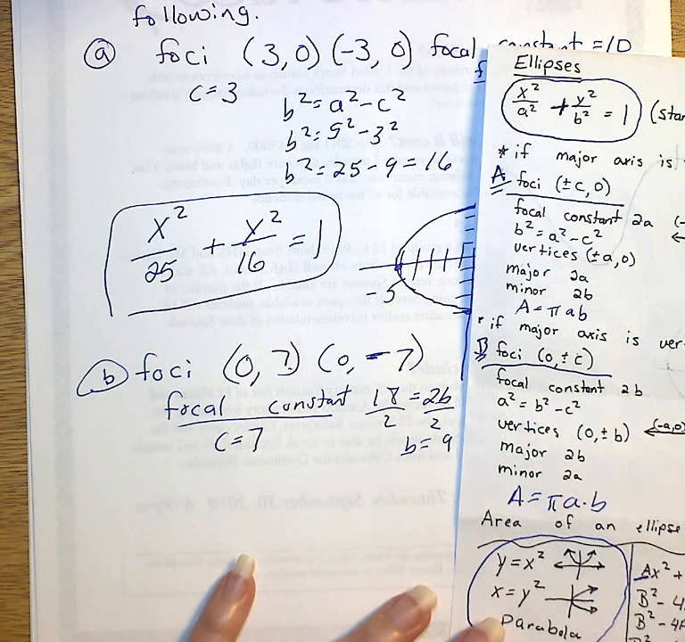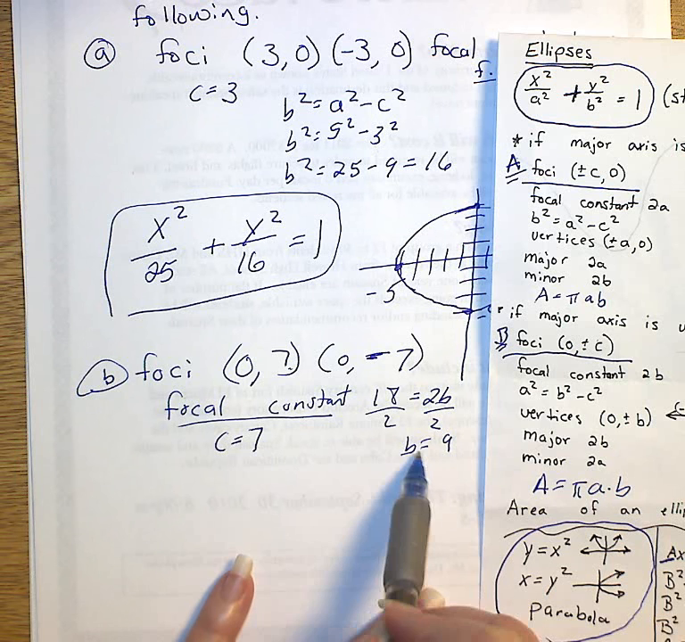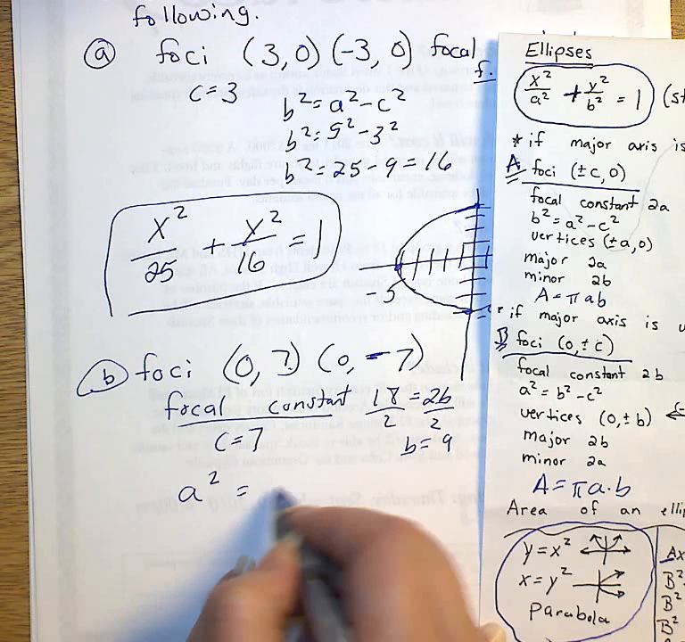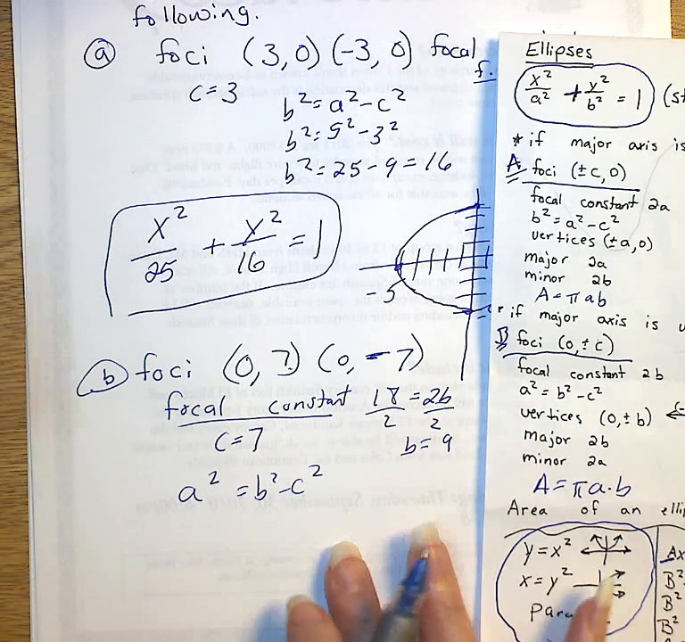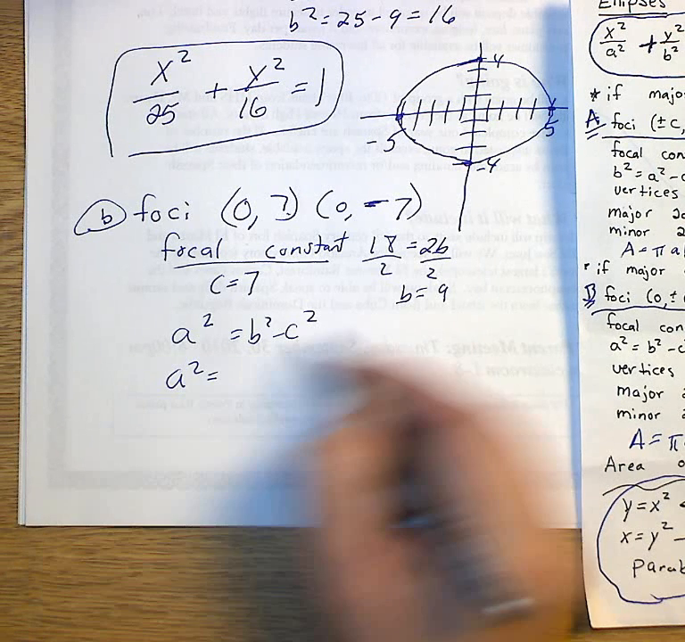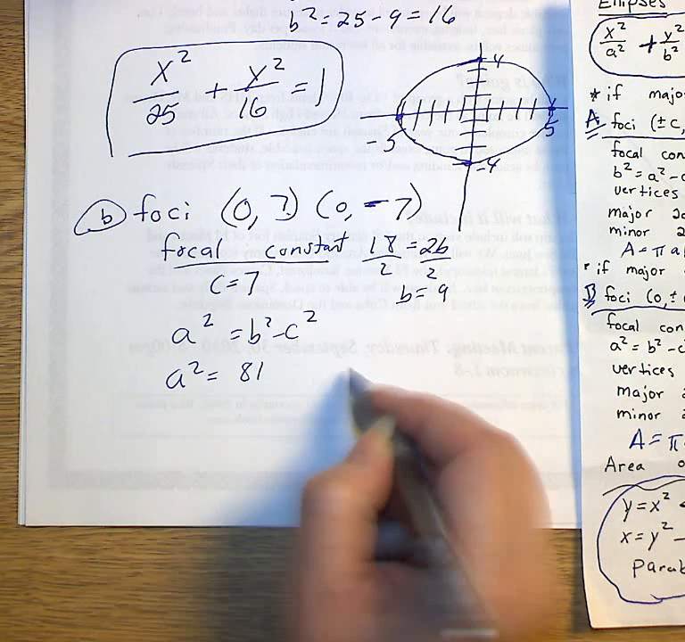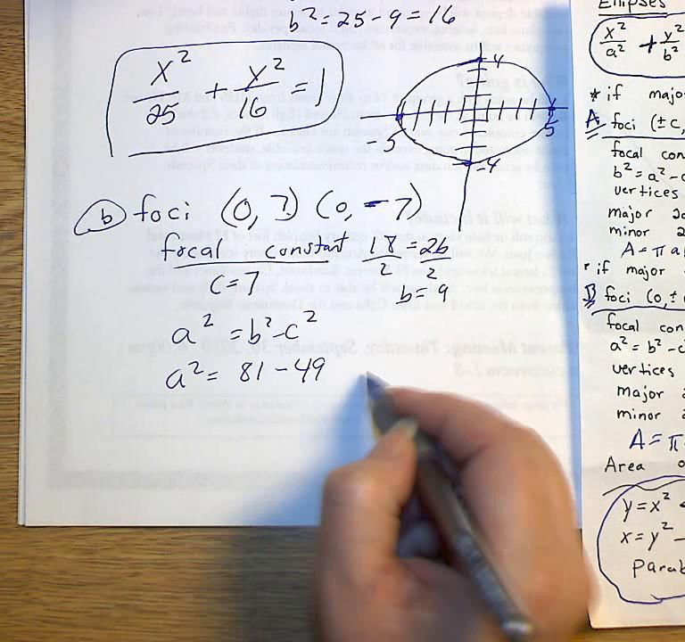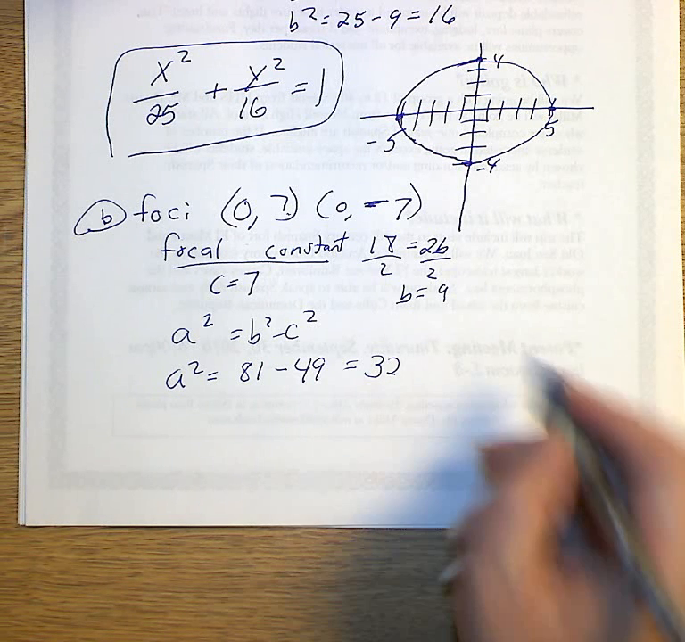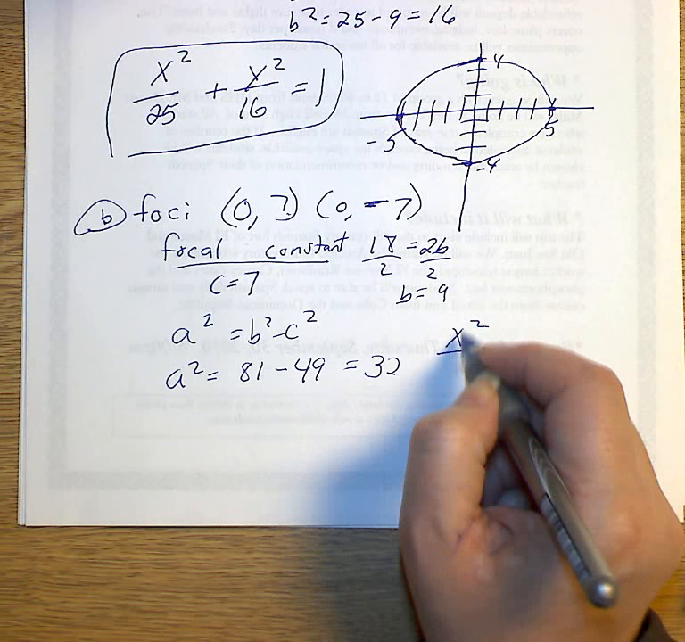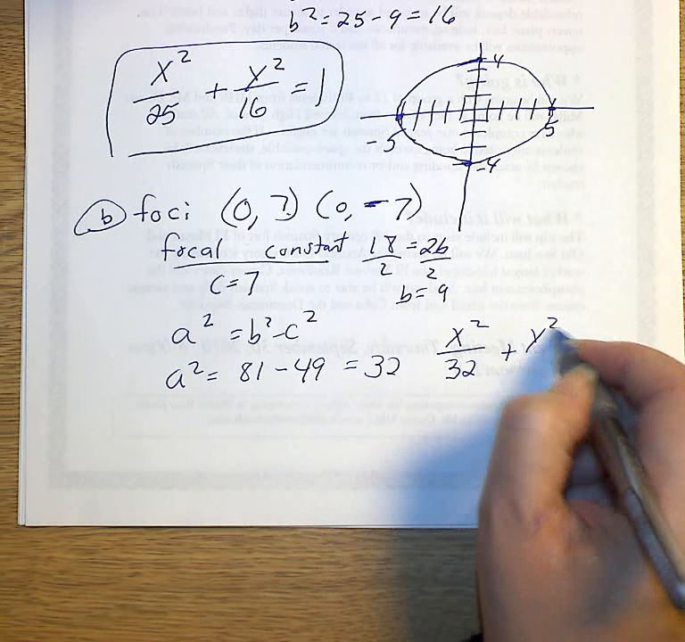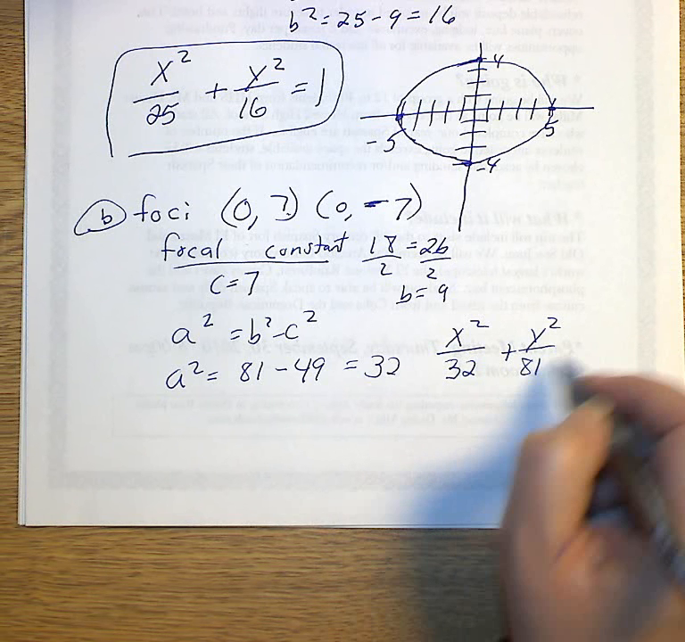All right. Now that we know what C is and we know what B is, I have to use this bottom one: a squared is equal to b squared minus c squared. So a squared is equal to 9 squared, which is 81, minus 7 squared, which is 49, which gives me 32. So x squared over 32 plus y squared over 81 is equal to 1.